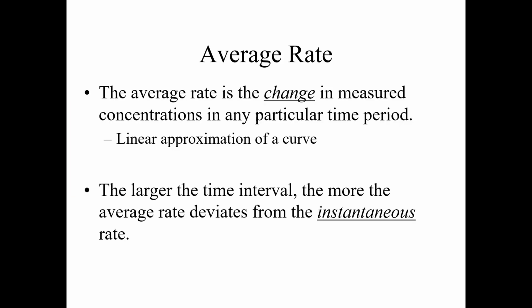This is the change in the measured concentrations during any particular time period, and we do this by a linear approximation of the curve. In other words, by choosing an interval over which the curve looks like a straight line. However, the larger the time interval, the more the average rate deviates from the actual instantaneous rate. What do we mean by that?